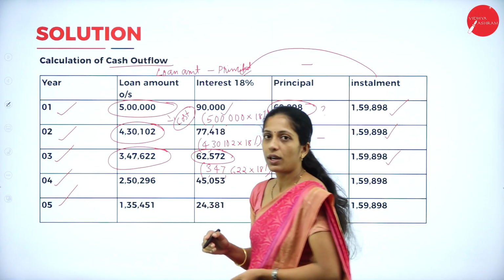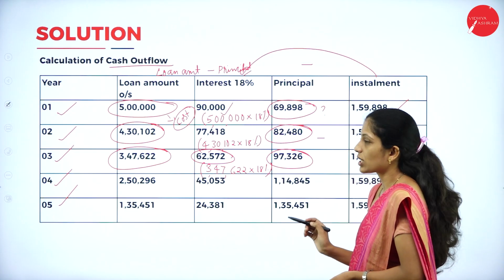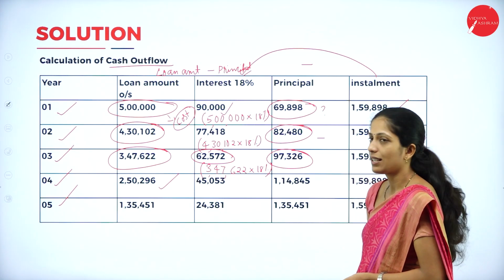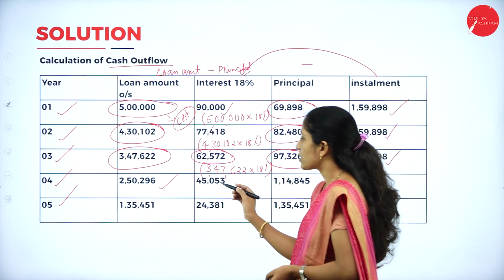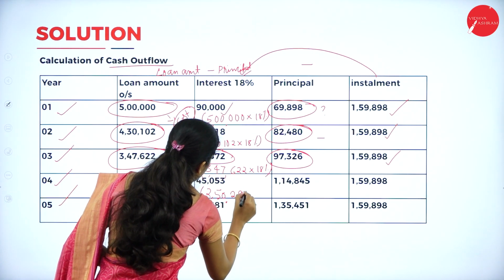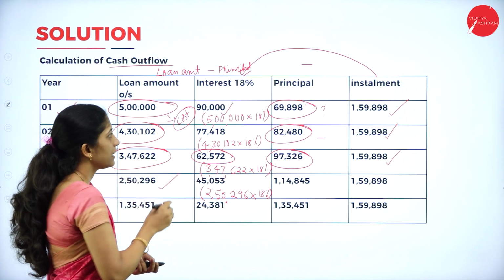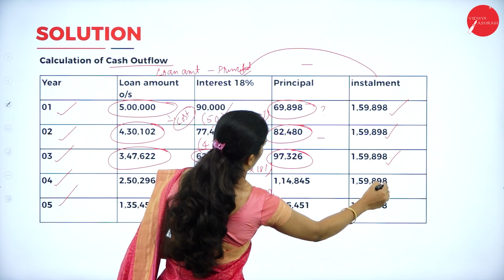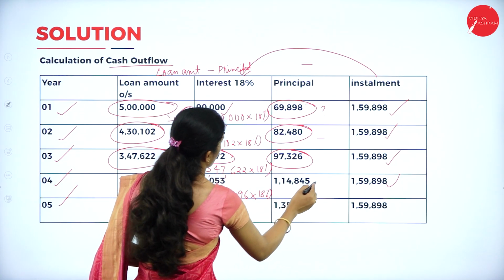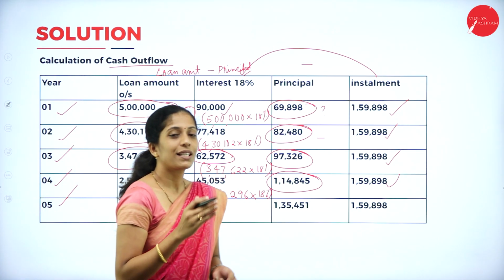Now, if you come to the fourth year also, calculate the same way. Fourth year, what is the loan amount outstanding? 3,47,622 minus 97,326. So, we'll get loan amount outstanding 2,50,296. Now, calculate the interest: 2,50,296 into 18%, so we'll get 45,053. Now, how to calculate the principal amount? We know the installment, 1,59,898 minus this interest. So, the principal amount is 1,14,845. So, this is our fourth year.